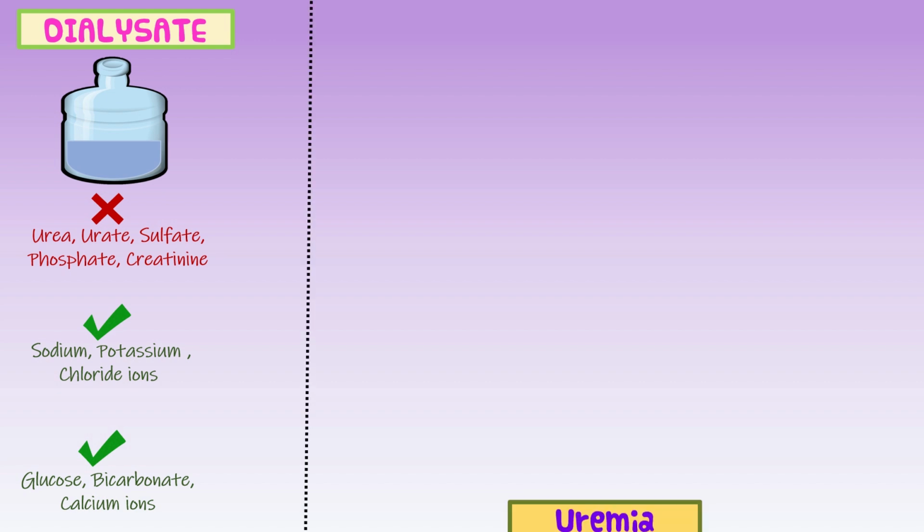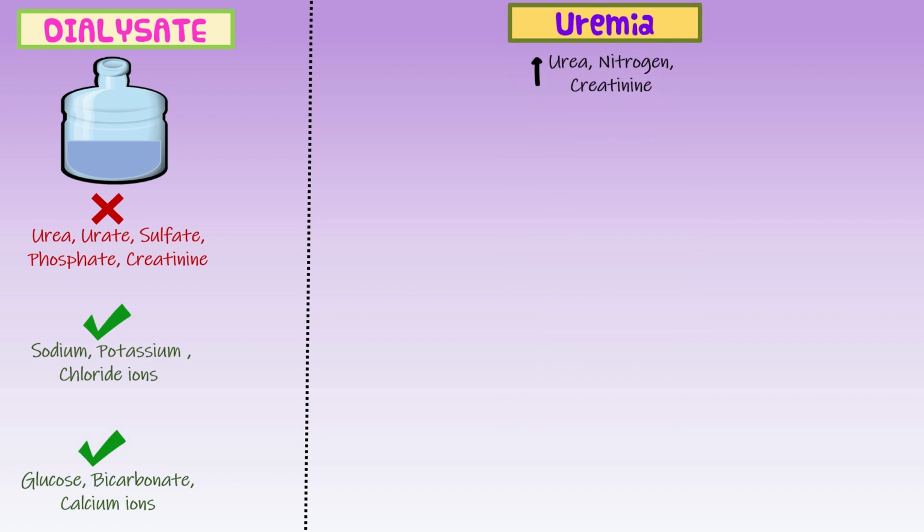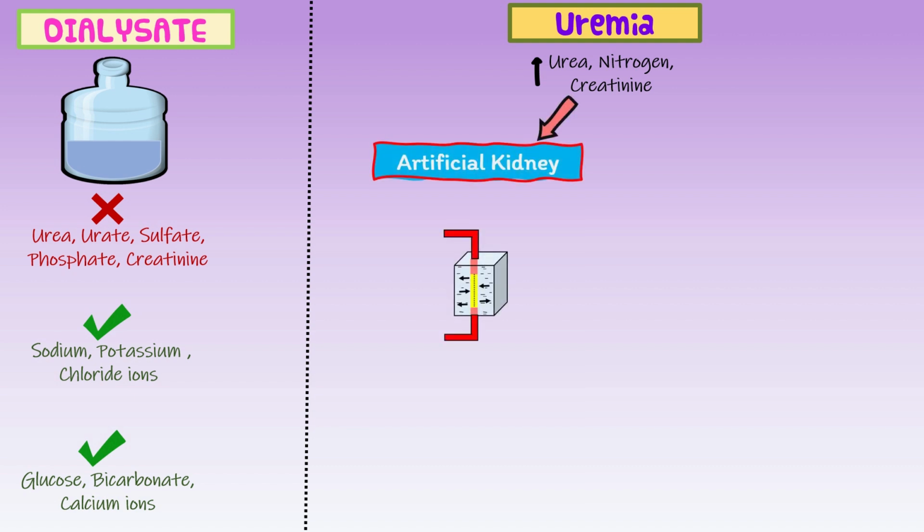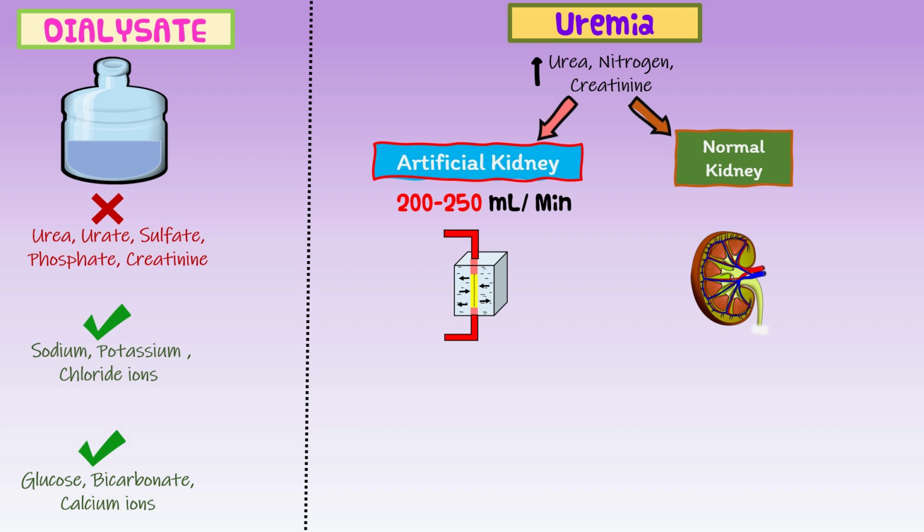Moving towards uremia, blood level of urea, nitrogen, and creatinine increases during uremia. Toxic substances such as organic acids and phenols also accumulate in blood. Artificial kidney can excrete more than double the amount of urea that could be excreted by both the normal kidneys. About 200 to 250 milliliters of plasma could be cleared off urea per minute by the artificial kidney. But the urea clearance by normal kidney is only about 70 milliliters per minute.